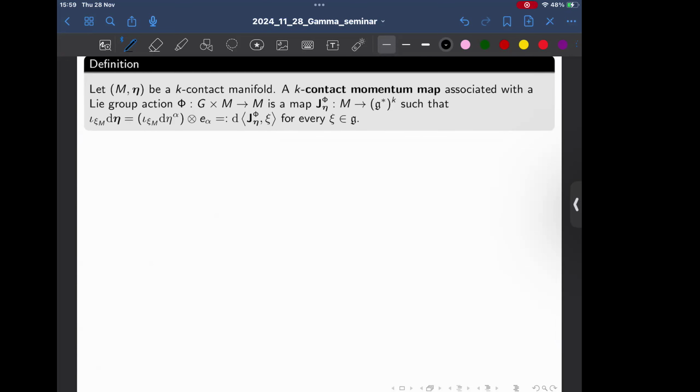So for a k-contact manifold, we define a k-contact momentum map associated with a Lie group action in such a way that... oh no, I'm sorry, it's wrong. It's not how we define it. I'm so sorry. We define it as the contraction of omega with bolded eta is J phi eta paired with psi. This is the definition of a k-contact momentum map. Okay.